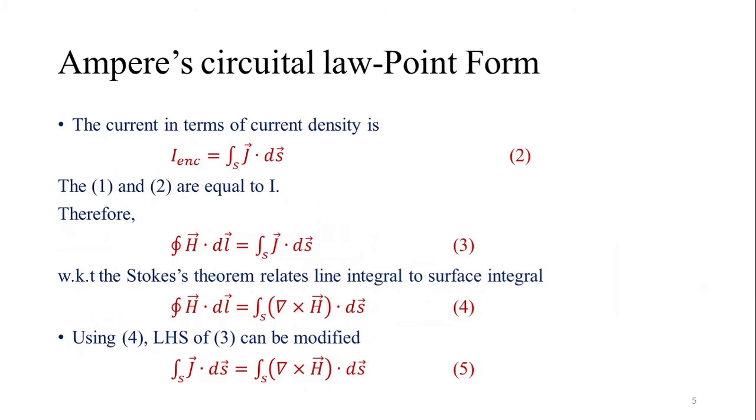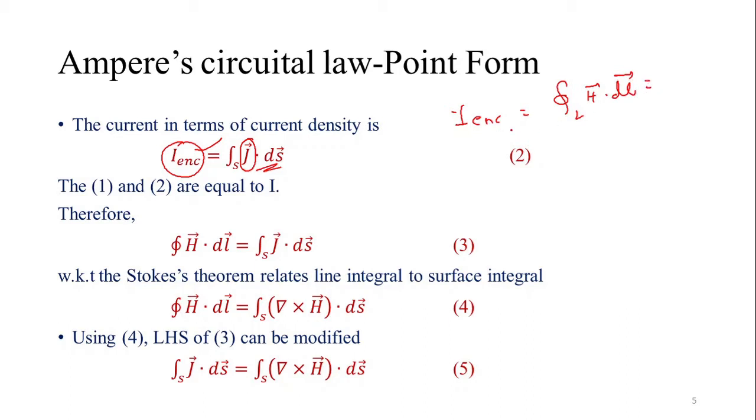Now, let's try to formulate Ampere's circuital law in its point form as well as in its integral form. The current in terms of current density can be written as I enclosed, which is equal to the surface integral of J dot ds. If you know the current density, by taking the surface integral of this, you can get the total current. Now let's equate with equation 1, that is, the closed line integral of H dot dl is equal to I enclosed.